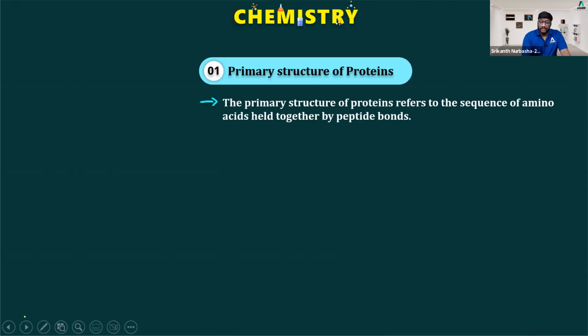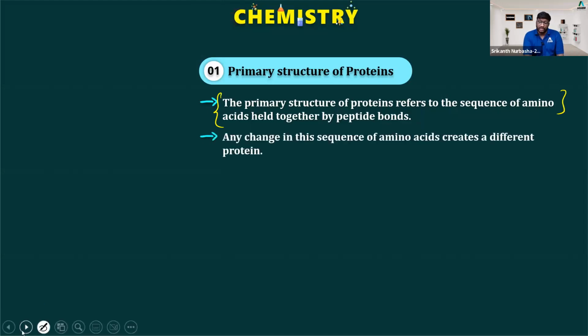The first structure is the primary structure. The primary structure of proteins refers to the sequence of amino acids held together by peptide bonds. The amino acids are linked, right? Like glycine, alanine, isoleucine. After glycine and alanine are linked, alanine and isoleucine are linked. If I change the isoleucine to a different position, then that will lead to a different protein. The primary structure refers to the sequence of amino acids held together by peptide bonds, amide linkages.